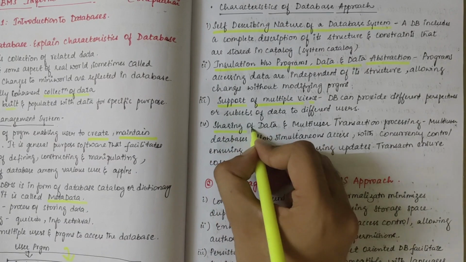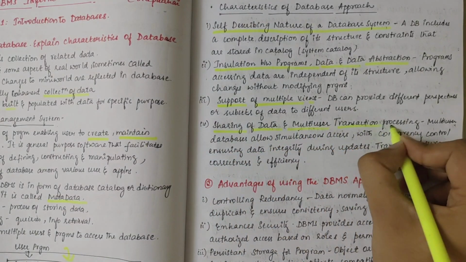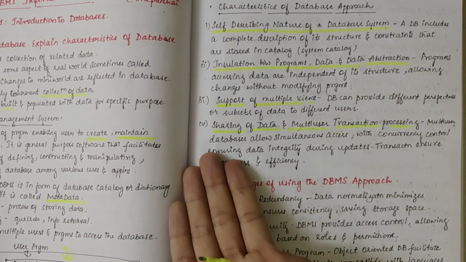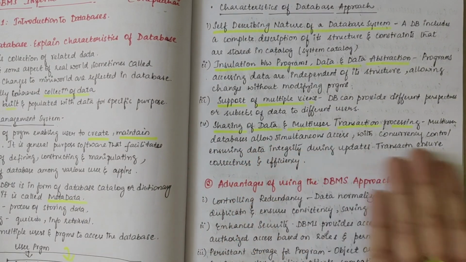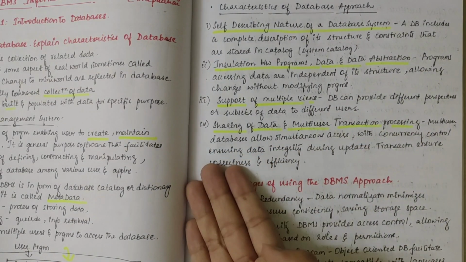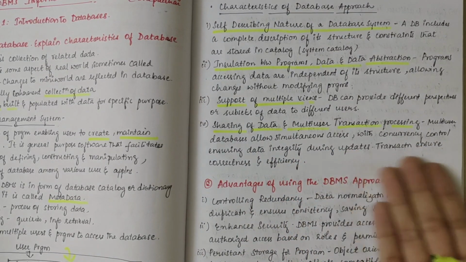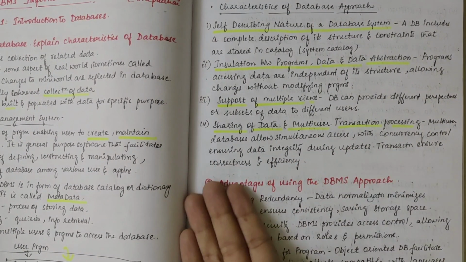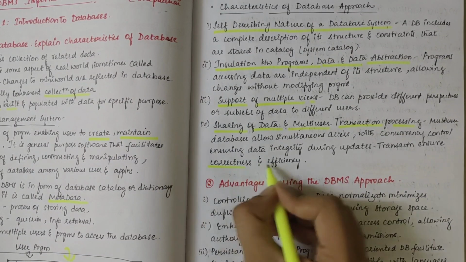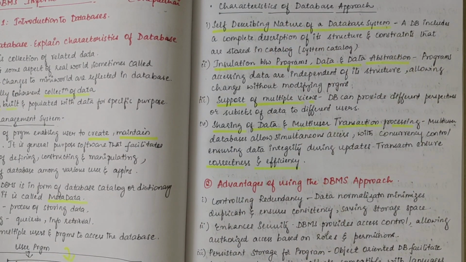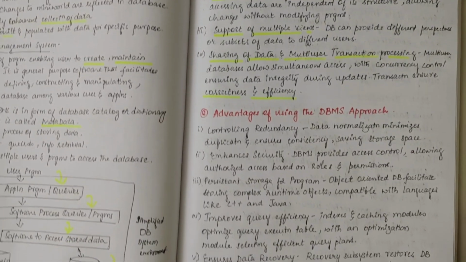Then we have sharing of data and multi-user transaction processing. It's the same. Multi-user databases allow simultaneous access with concurrency control, ensuring that data integrity is maintained during updates. Transactions ensure correctness and efficiency. So this was about the characteristics of database.